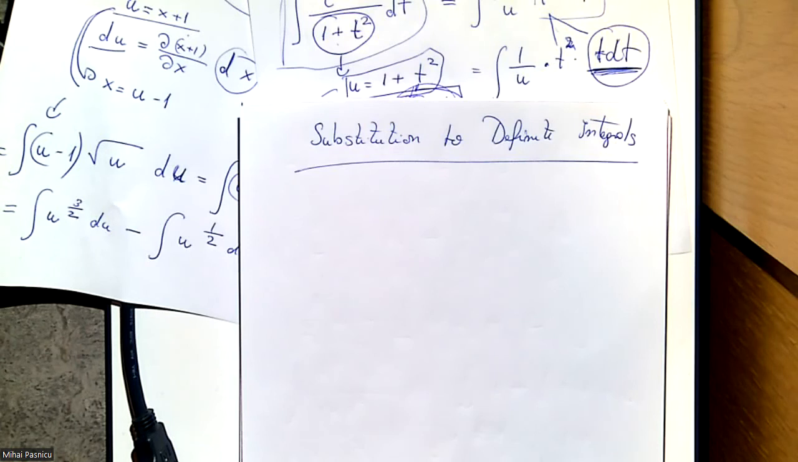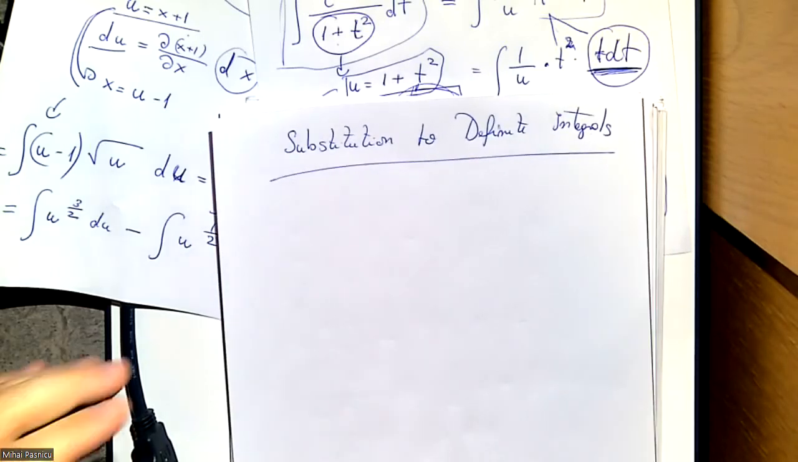So, the only change is that when we do the dx dt, we're going to change the limits of integration as well. And for this, we'll take a really easy example before we go on to an actual idea.